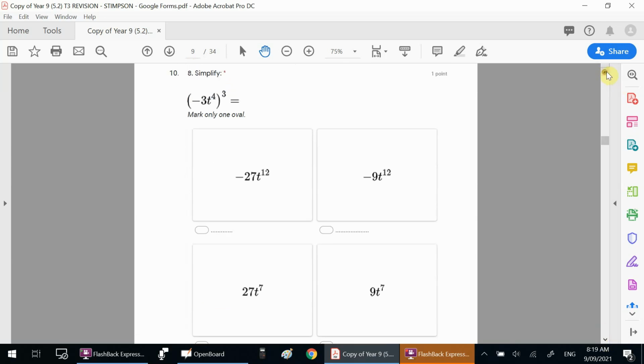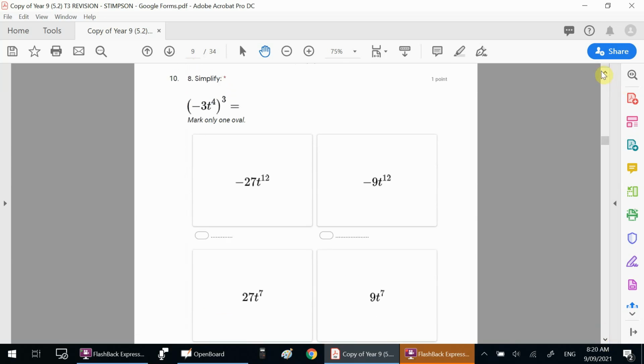Okay, and with brackets here, the power of 3 applies to everything inside. So we'll do the t to the power of 4 first. When you've got a bracket, they multiply the powers. So that'll be t to the power of 12, 4 times 3 is 12. And then minus 3 to the power of 3 is minus 3 times minus 3 times minus 3, which is minus 27. So there you go.